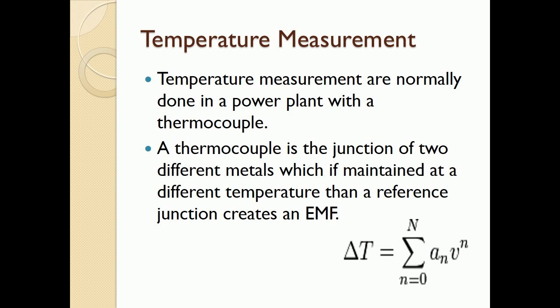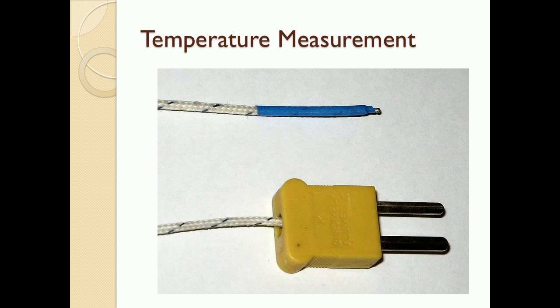And now for temperature measurement. Temperature measurements are normally done in a power plant with a thermocouple. A thermocouple is the junction of two different metals which, if maintained at a different temperature than a reference junction, creates an EMF. This EMF is small and is read locally by some electronics and relayed either digitally or by analog signal to the plant computer and displayed in the control room. Here is a picture of a thermocouple with its connector.